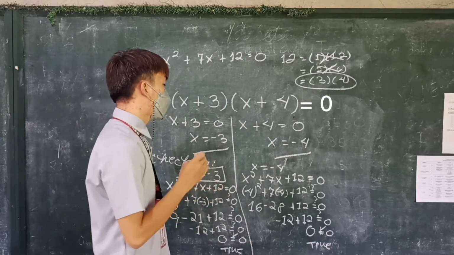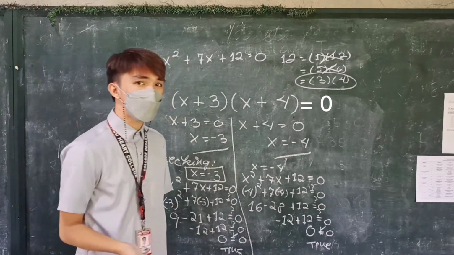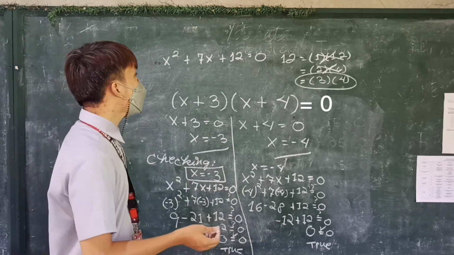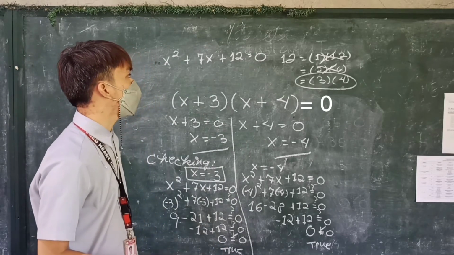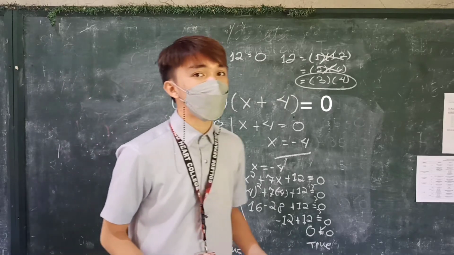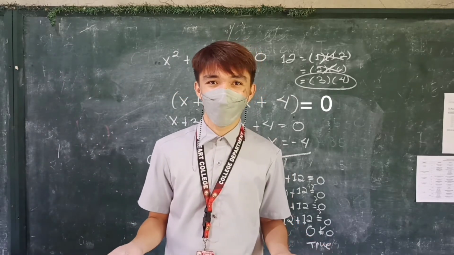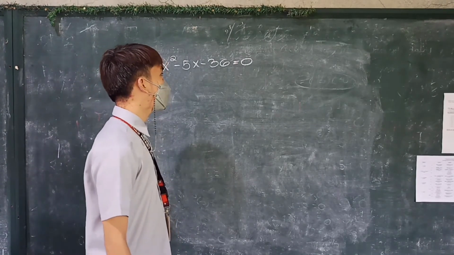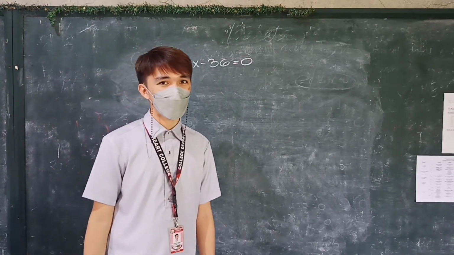Which means that both negative 3 and negative 4 satisfy the given quadratic equation x squared plus 7x plus 12 equals 0. This means that our answer is correct. Another example, we have x squared minus 5x minus 36 equals 0.